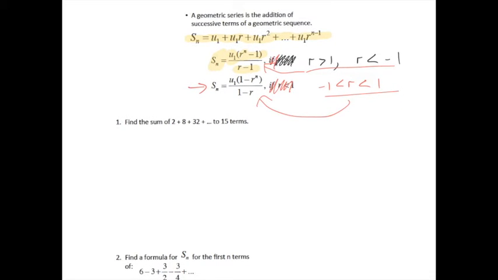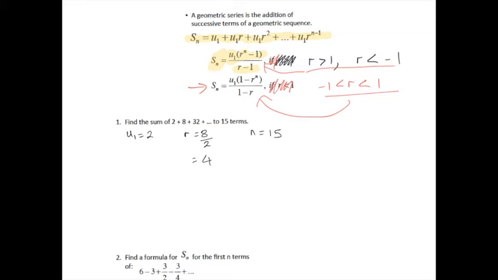Find the sum of 2 plus 8 plus 32 plus ... so it's a series, up to 15 terms. Now, girls, from that, can you tell me what u1 is, r, or how to find r, or n? Okay, so u1 is 2. What's r? 4, and you could have found that by doing 8 divided by 2. What's n? It's the number of terms, which is 15.